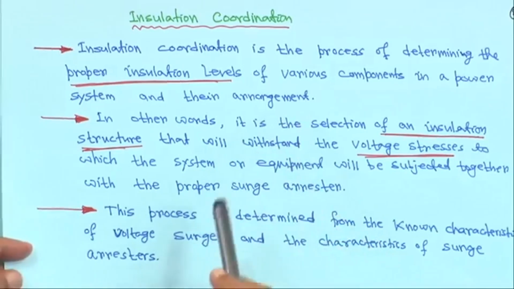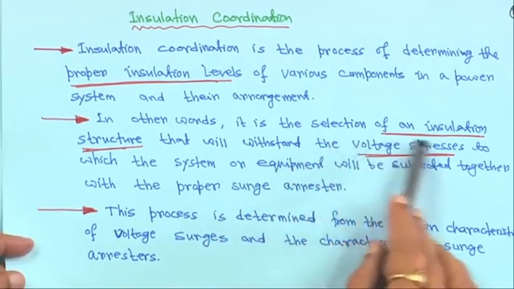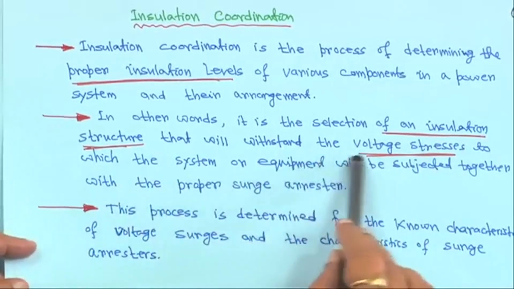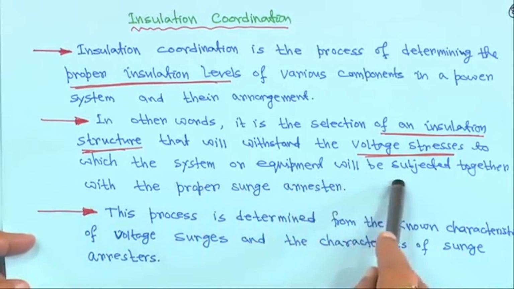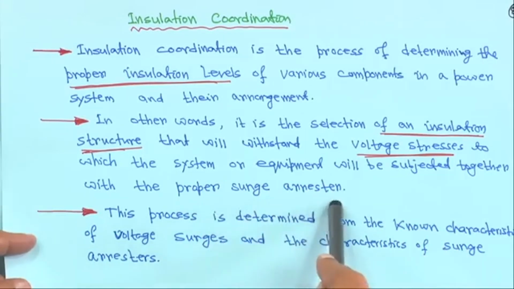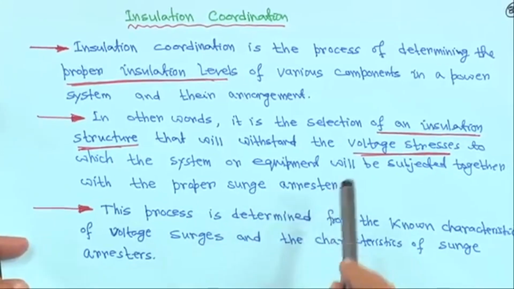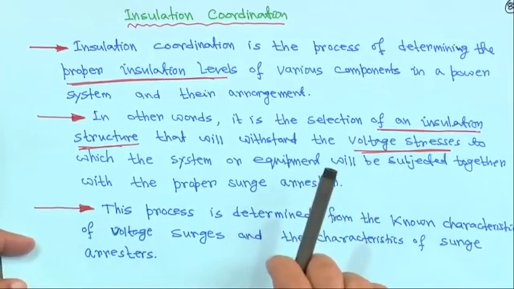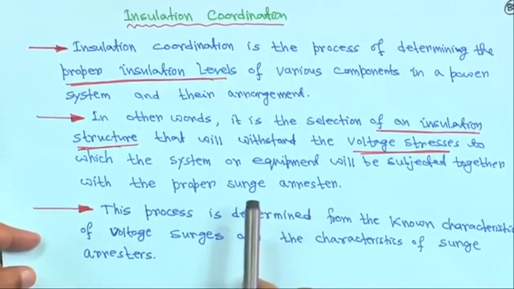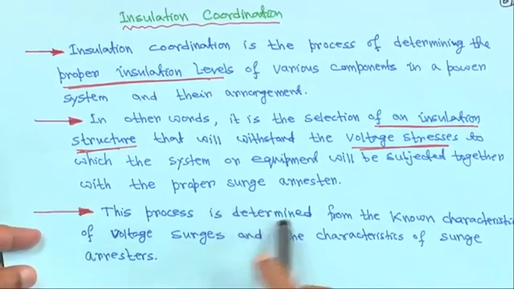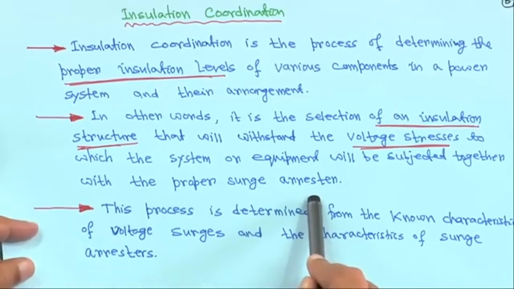So, in other words, it is the selection of an insulation structure that will withstand the voltage stresses to which the system or equipment will be subjected, together with the proper surge arrestor. Actually, in this course lightning arrestor will not be covered, but if you go to any power station or substation, you will find a lightning arrestor there.